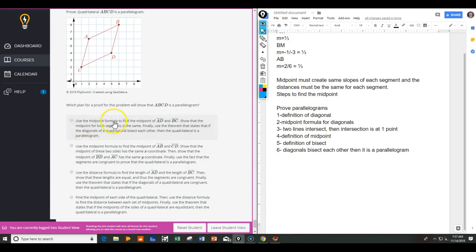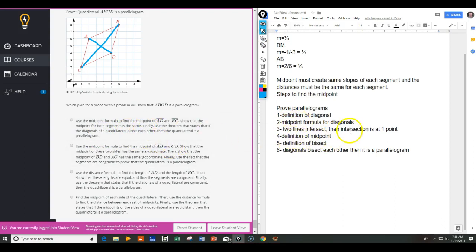So use the midpoint formula to find the midpoint of segment AD and segment BC. I'm going to pause and see if that's the diagonals. Segment AD is a diagonal and segment BC is a diagonal. So far, so good. Show that the midpoint for both segments is the same. Yes. Finally, use the theorem that states if the diagonals of a quadrilateral bisect each other, then the quadrilateral is a parallelogram. Yep, that met all of these.